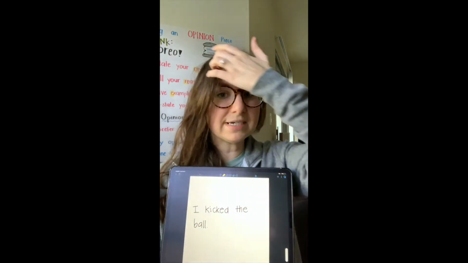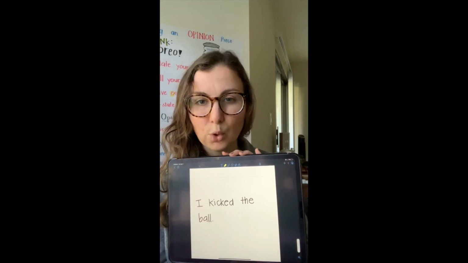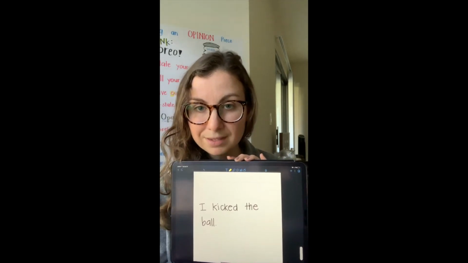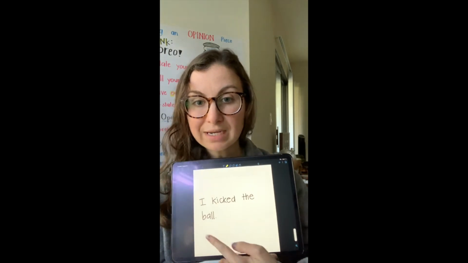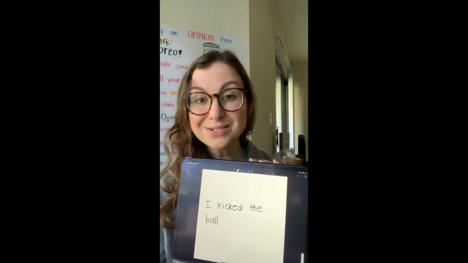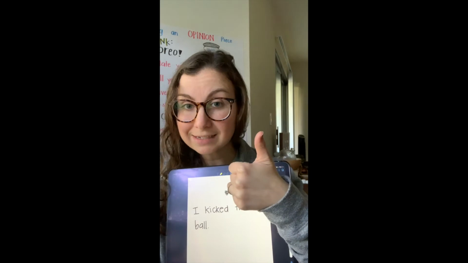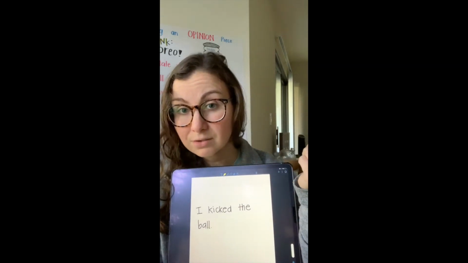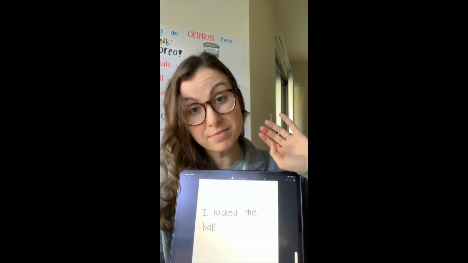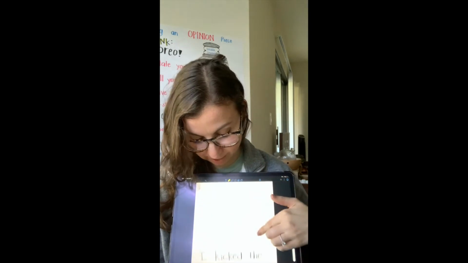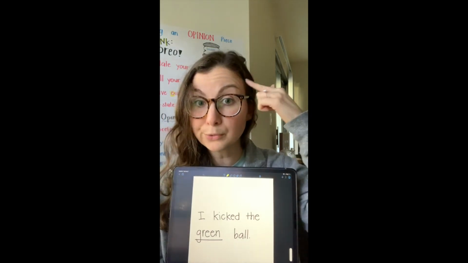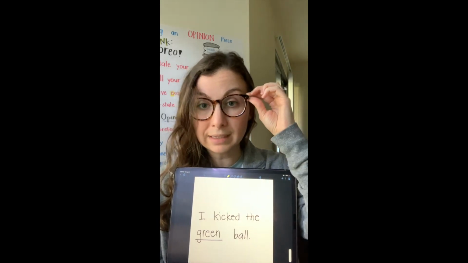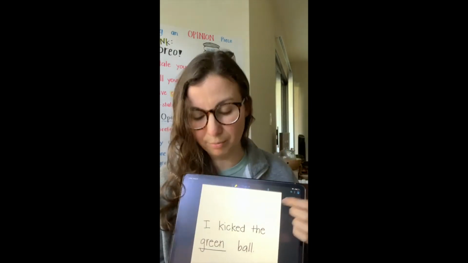Let's go over an example. I kicked the ball. What word could we describe in this sentence? Which is the noun? That's right, ball. We can describe what the ball looks like by what color it is, or we could even describe the texture of the ball. So I said, I kicked the green ball. Now your reader can imagine you kicking a green ball instead of just any ball.